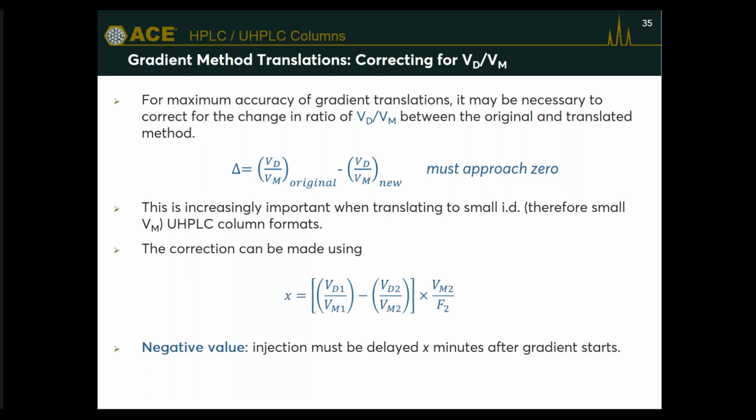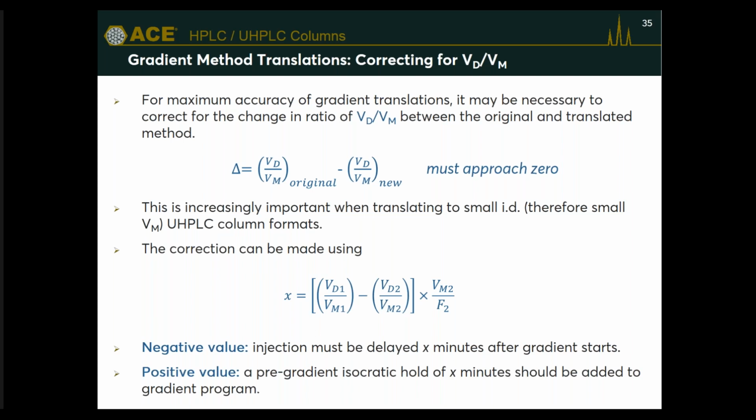When you calculate the value of X, you either get a negative value, which tells you the injection must be delayed after the gradient starts, or you get a positive value, and essentially you need to introduce an isocratic hold at the beginning of the gradient. What this value does is correct the gradient table to give you the same selectivity as the original separation, and I'll show you that with a very nice couple of examples.